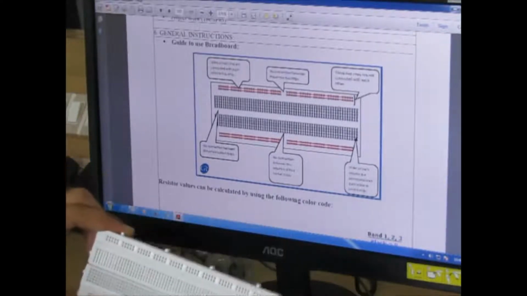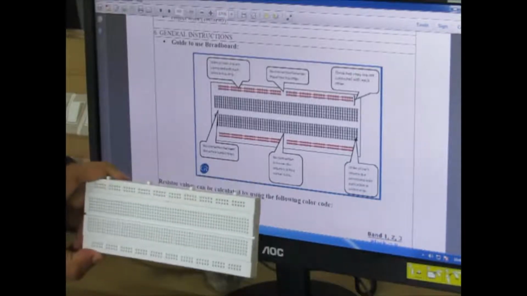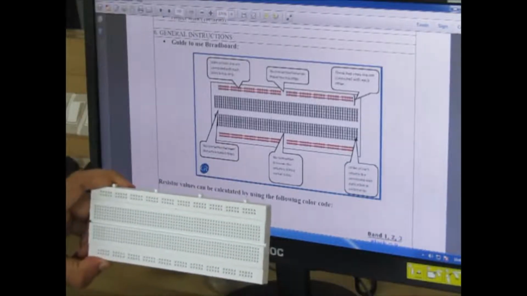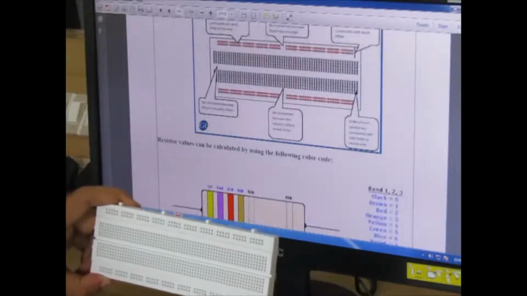That is what you can see in your PDF. I hope you got this one, otherwise we will upload more in the future. This diagram gives you a brief idea about the internal connection of the breadboard. Once you understand the usage and logic of the breadboard, then you can easily rig up the circuit.